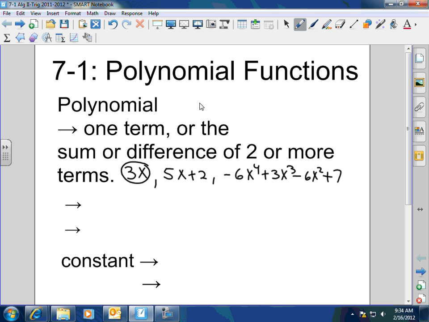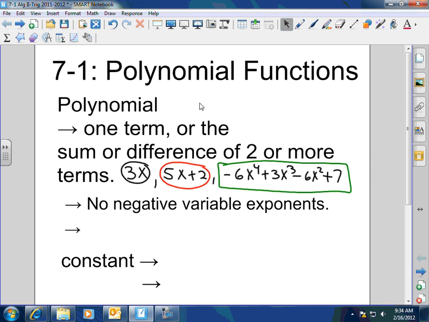If I have two terms, it's called a binomial. In this particular case, I have four terms, so anything over three terms is called an n-term polynomial, where n equals the number of terms. So this would be a four-term polynomial. If I had three terms, it's called a trinomial. So those are polynomials. We should try to remember those facts.